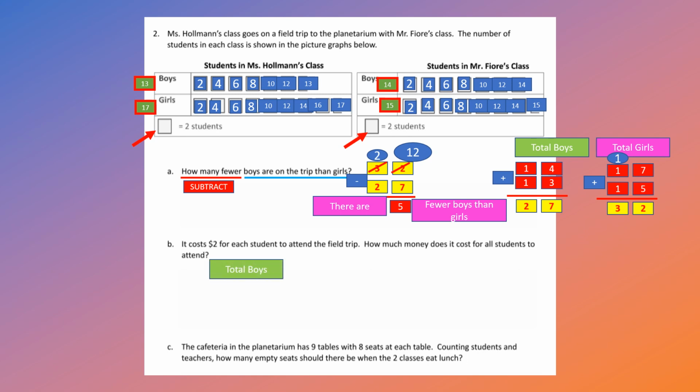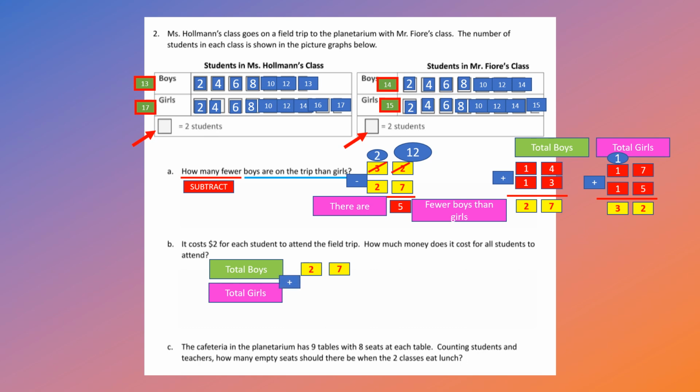Moving on to letter B. Letter B says it costs $2 for each student to attend the field trip. How much money does it cost for all students to attend? Well, I know how many total boys I have. I know the total number of girls I have, but I don't know the total number of students. Well, I can put together boys and girls to get the total number of students.